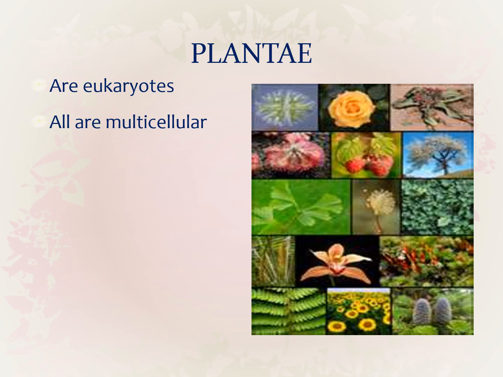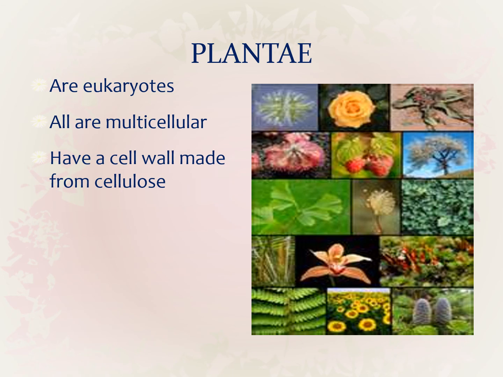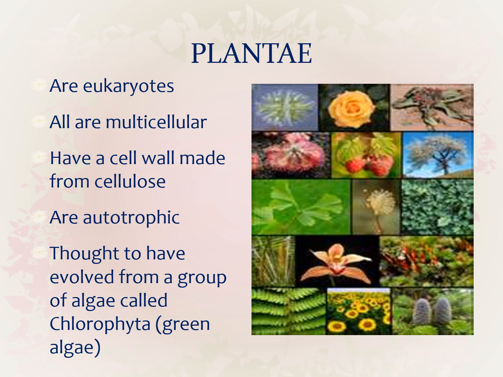They're all multicellular, which is why some types of algae cannot be called plants. They all have a cell wall, and their cell wall is made from cellulose. Now keep in mind, anytime you see OSE at the end of the word, cellulose, glucose, lactose, that means it's a sugar. They're all autotrophic, which means they make their own food. And they're actually thought to have evolved from a group of algae called chlorophyta, which is green algae.